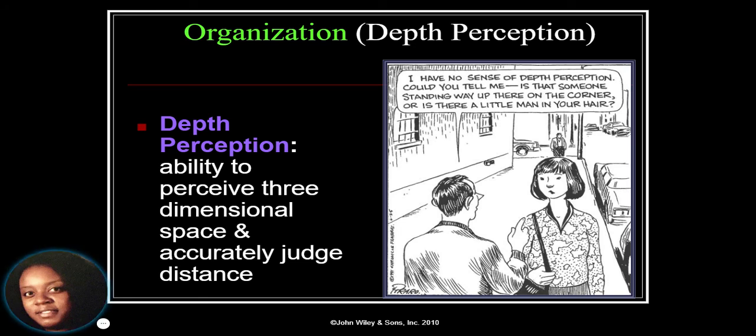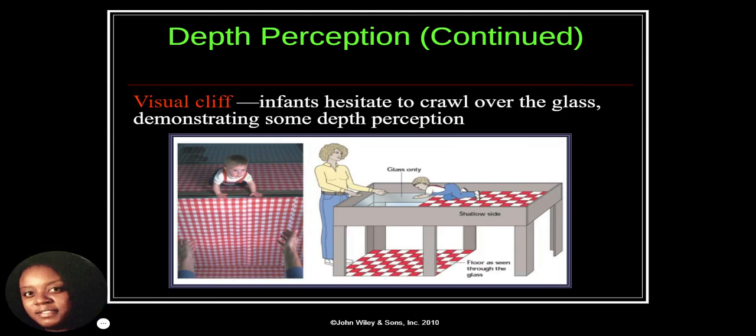Depth perception is our ability to perceive three-dimensional space and accurately judge distance. If you look at this comic, this guy is saying, I don't have a good sense of depth perception. Is there somebody standing on the corner, or is there a little man in your head? Obviously, it kind of looks like there's a man in her head, but clearly that wouldn't be likely.